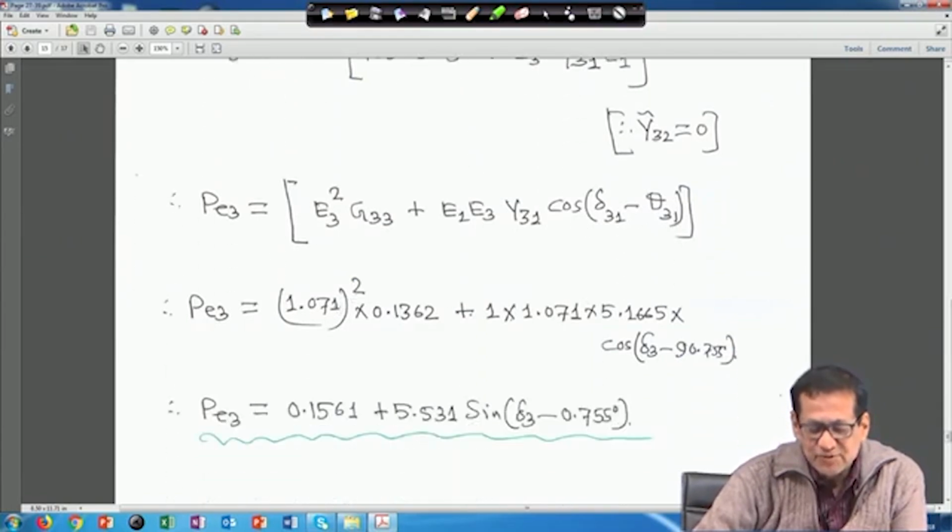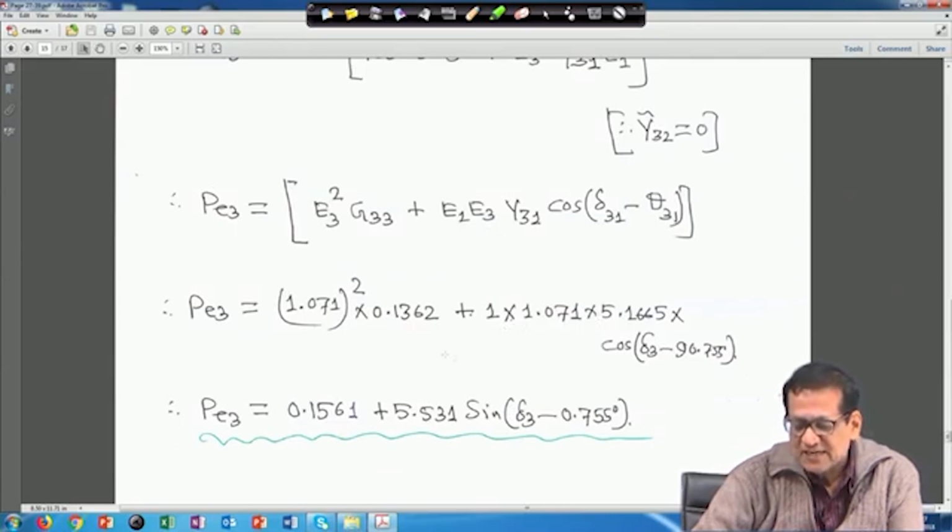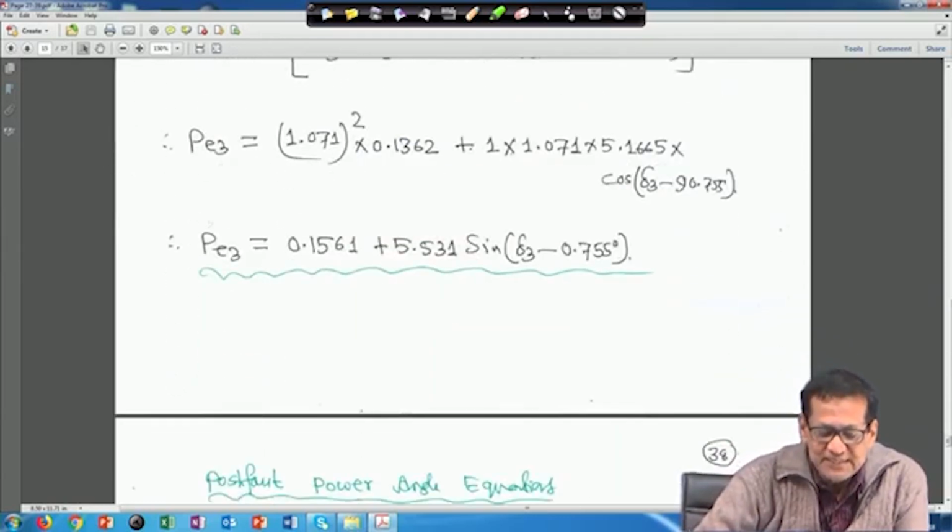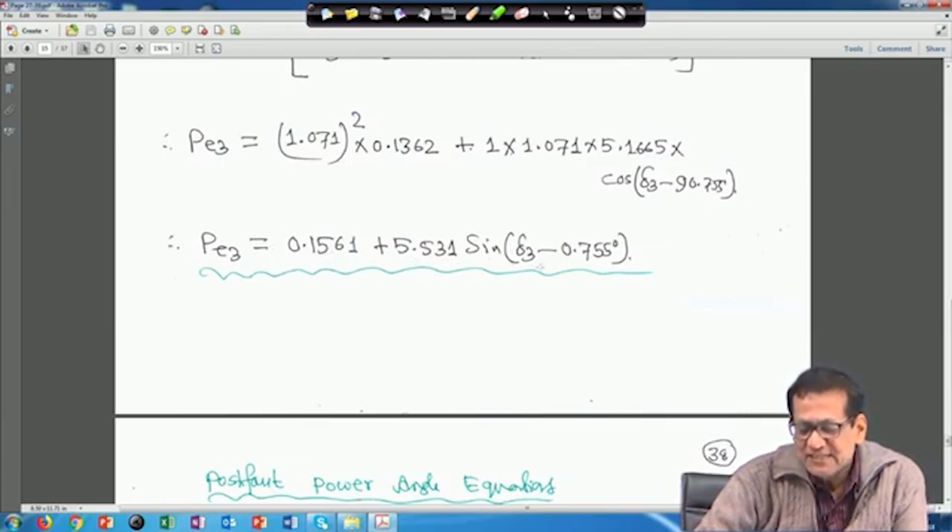Therefore P3 is equal to, substituting all these values, E3 is 1.071, squared, into G33 0.1362, plus 1 into 1.071, because E1 is 1 and E3 is this much, and then cosine of delta 3 minus theta 31, which is 90.755 degrees, the angle of Y31. So PE3 is 0.1561 plus 5.531 sin of delta 3 minus 0.755 degrees.